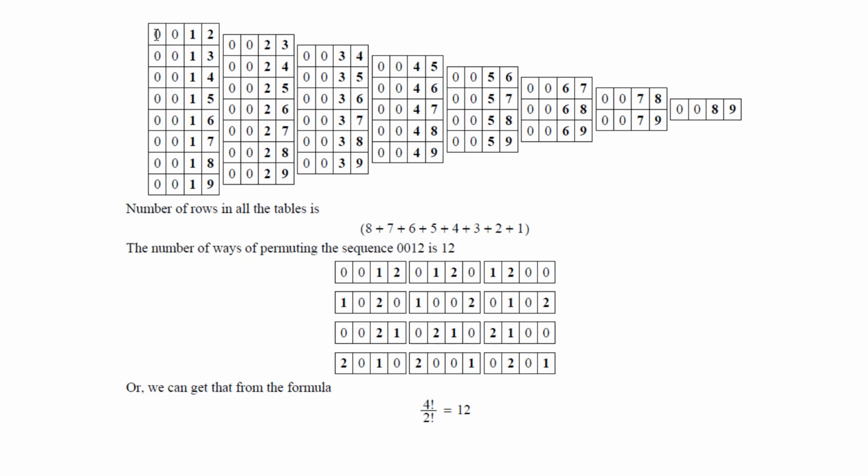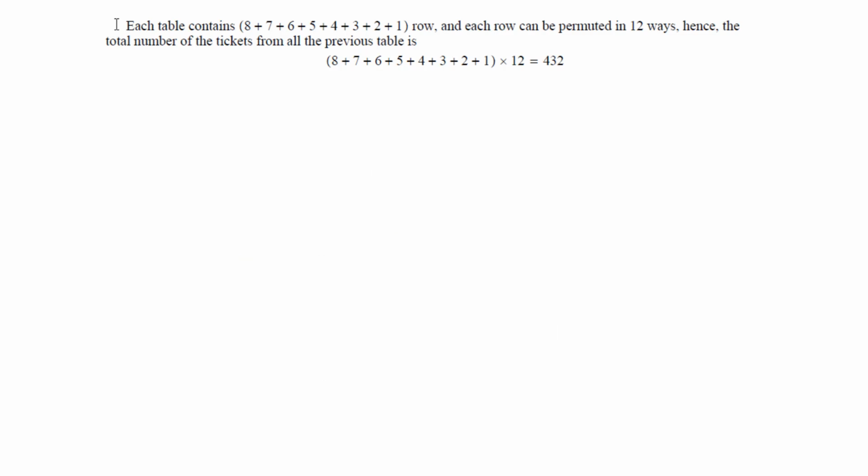How many ways of permutation can we get for a ticket such as 0012? It is 12 permutations. So now we multiply this number by 12 and we get all permutations of tickets for the case of 00. So for the case of the 00 identical items ticket, the total number after permutation is 432.